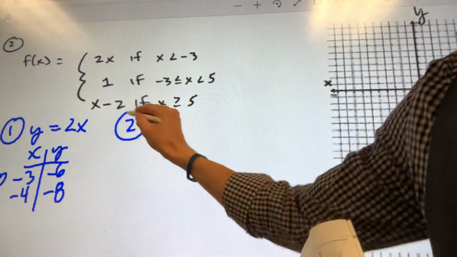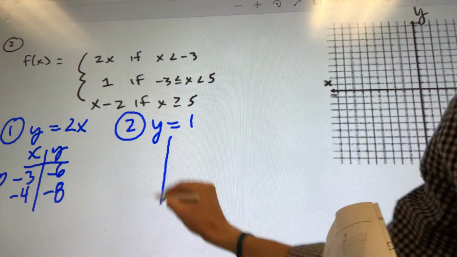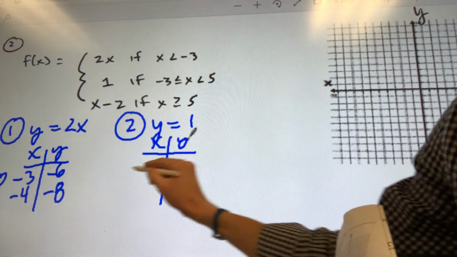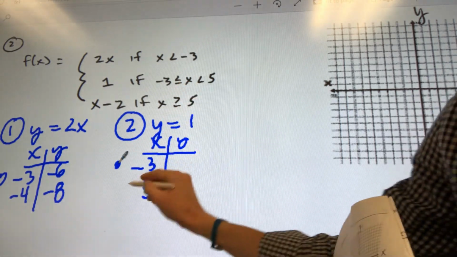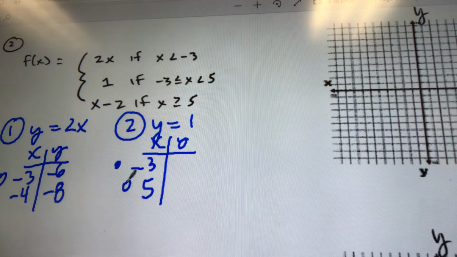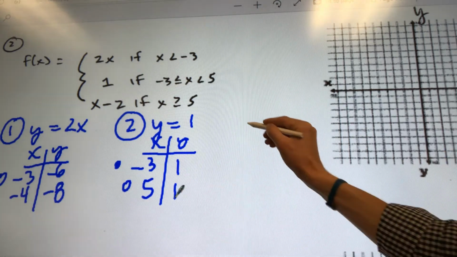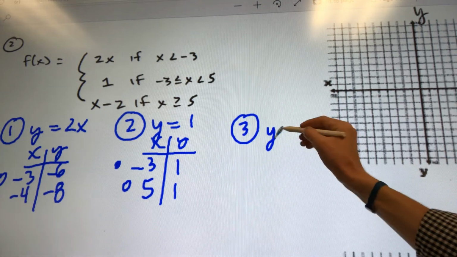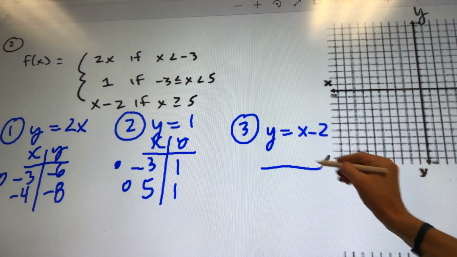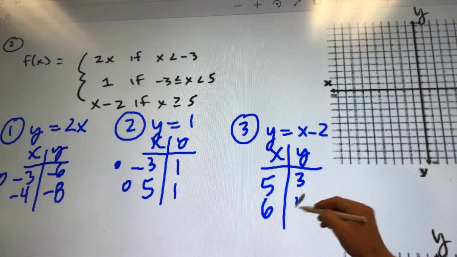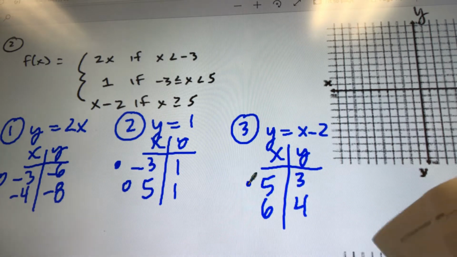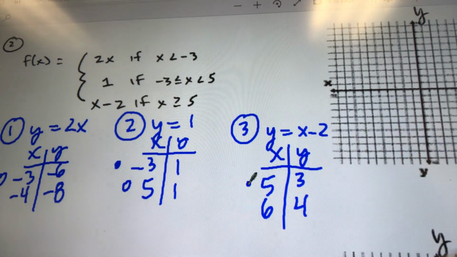Then I have y equals 1. Y equals 1 between -3 and 5. Closed circle at -3, open circle at x equals 5. Y is 1. And then I have y is x minus 2. X is 5 or more, so how about 5 and 6? That would be 3 and 4, closed circle at x equals 5 there, because you have equality, greater than or equal to 5.